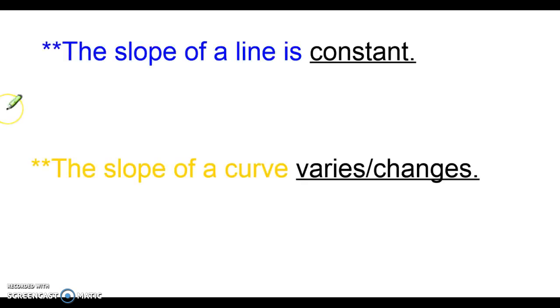A couple of things I want you to add to your notes here. The slope of a line is always constant. The slope of a curve can vary, it can change. So take a moment and copy those down. Let me show you an example of what I mean. If we take any line here, on this line, whether we've got arrows on it or not, there is an infinite amount of points on this line.